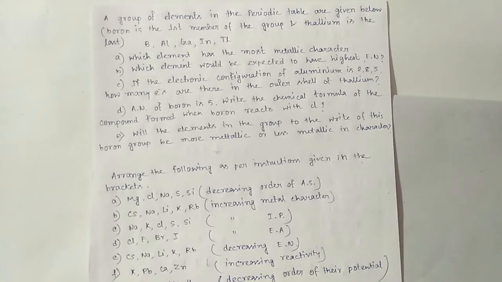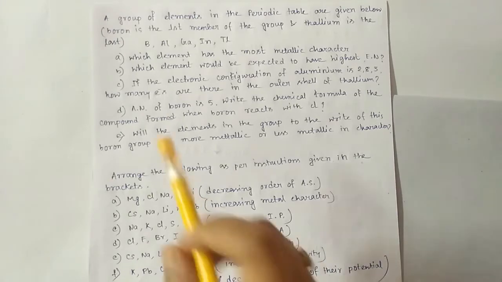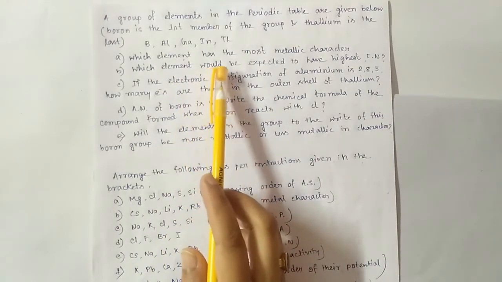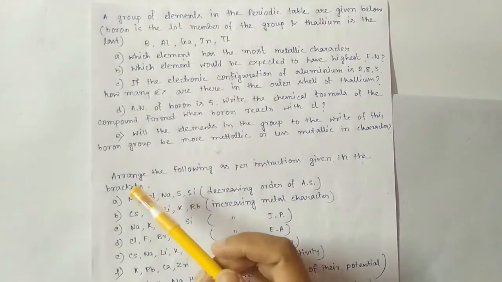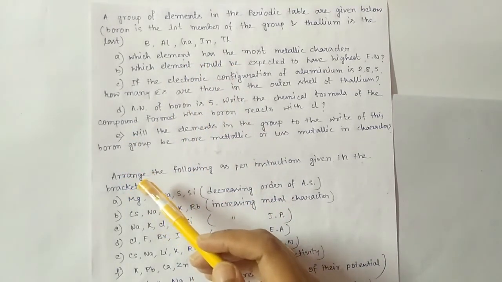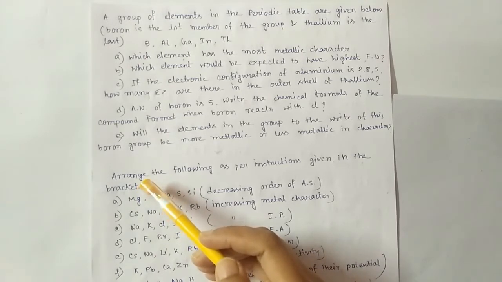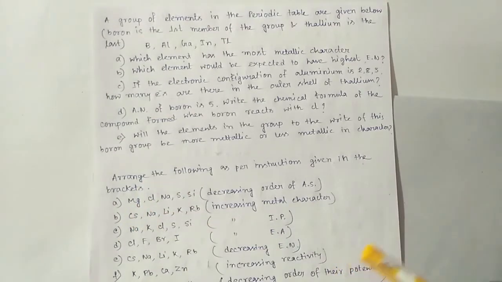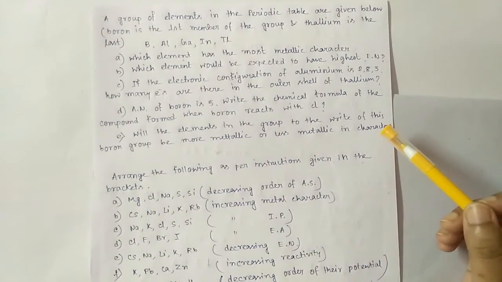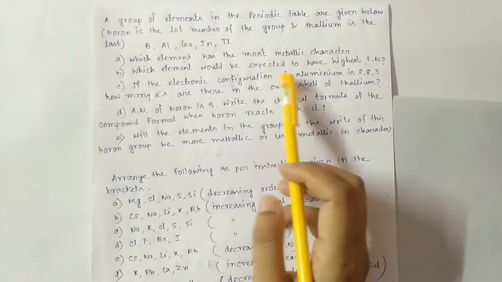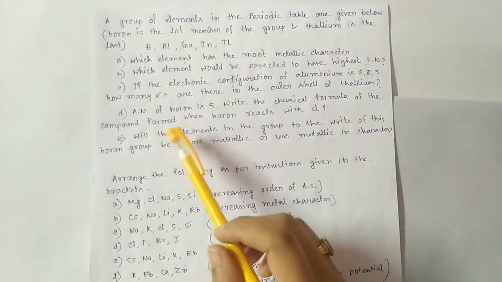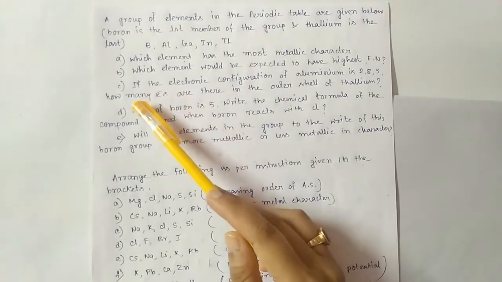So definitely as we go down a group from boron to aluminium to gallium, then indium to thallium, as the atomic size is gradually increasing, their metallic character is also increasing because the tendency to lose one electron from their outermost shell is increasing. From this we can conclude that thallium, Tl, has the most metallic character. Next, let's move on to question number B.